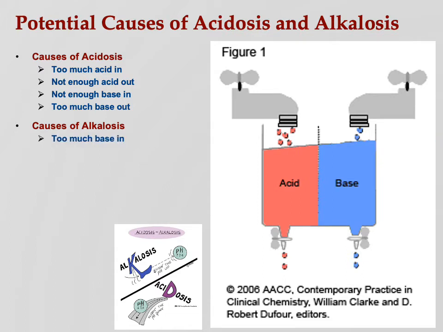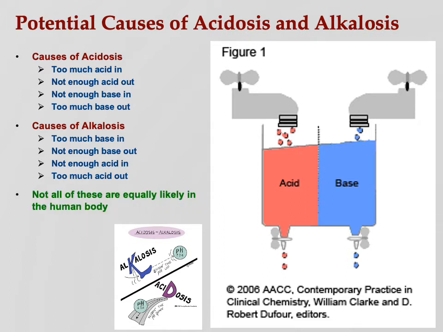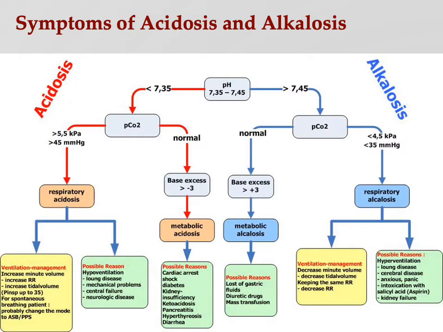So causes of alkalosis, it's the same thing. You either put too much base in or don't let enough base out, therefore it builds up. Don't put enough acid in to neutralize, all right, and or let too much acid out, okay? Again, not all those are equally likely. What we want to do is look at some of the most common ones, and I do expect you to know a few of them, all right? I'll try to let you know as we go.